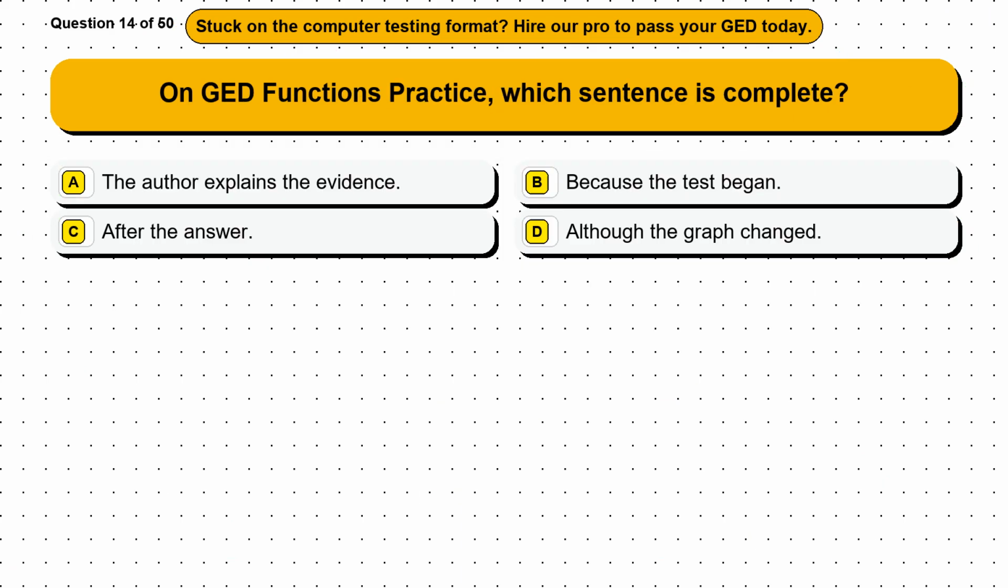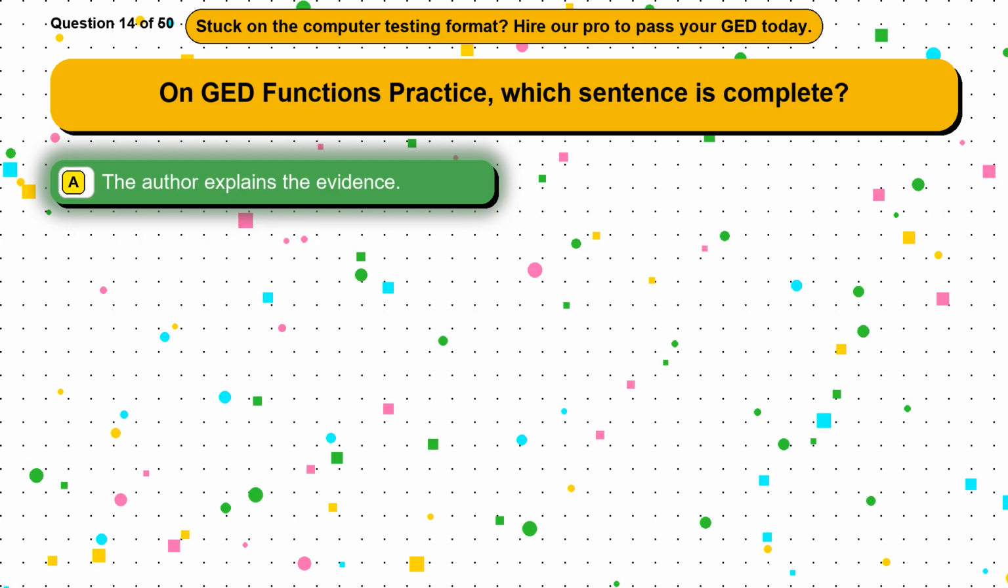Question 14. On GED functions practice, which sentence is complete? Option A. The author explains the evidence. Option B. Because the test began. Option C. After the answer. Option D. Although the graph changed. The correct answer is option A.